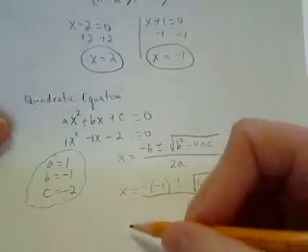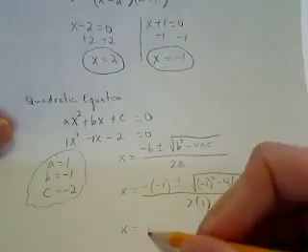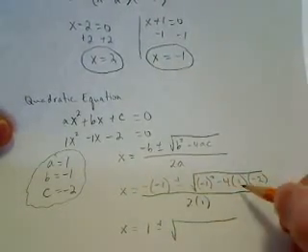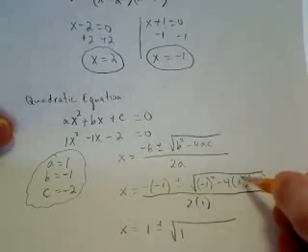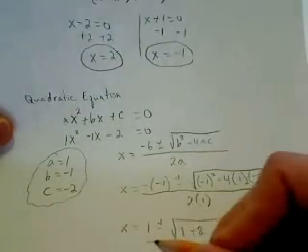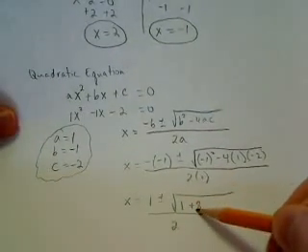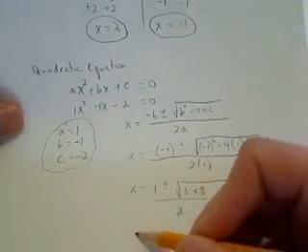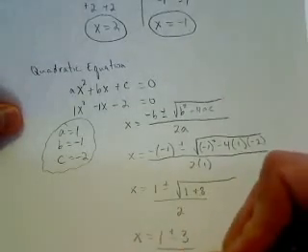When we simplify this down, remember, negative 1 times negative 1 is positive 1. Then negative 1 squared is 1. A negative times a 1 is negative 4, times a negative 2 is a positive 8. And then 2 times 1 is 2. I can simplify the square root of 1 plus 8, that's 9. The square root of 9 is really 3, so I'm left with x is equal to 1 plus or minus 3 all over 2.